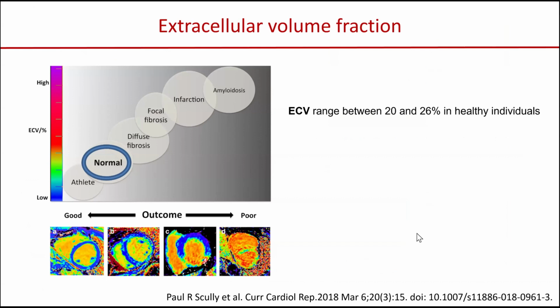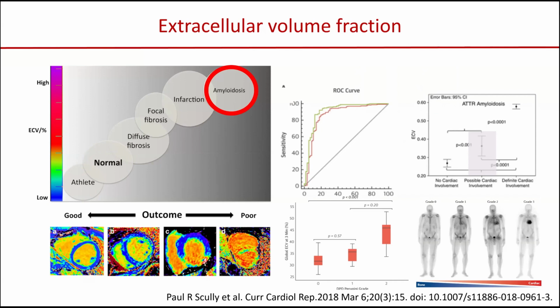We know from the studies that the normal ECV ranges between 20 and 26%, and it can be lower in elite athletes, and instead we have a pathological increase of ECV in different conditions, from diffuse fibrosis, which is strongly correlated to the risk of occurrence of ventricular arrhythmias, to focal fibrosis, infarction, amyloidosis, and other diseases. So this is an example of an athlete patient with a reduction of ECV. We know that the strongest increase of the ECV is observed in patients with amyloidosis, in which we have a diffuse and strong increase of ECV that is correlated also with the kind of amyloidosis, and this is strongly correlated with prognosis.